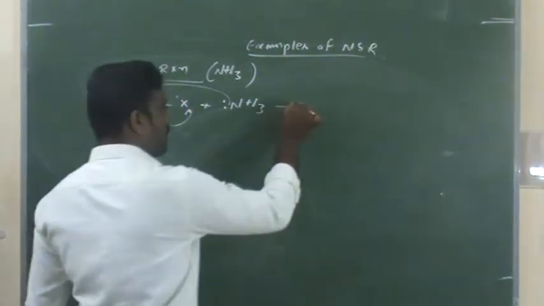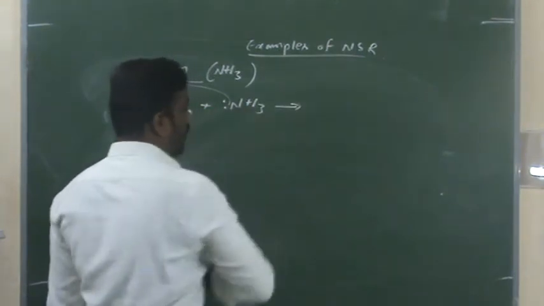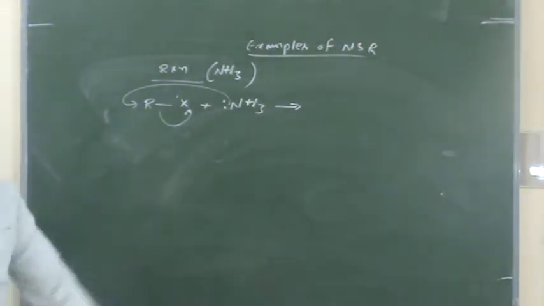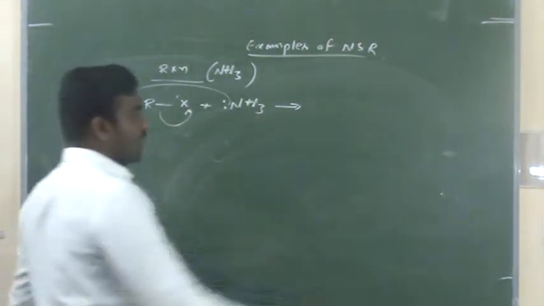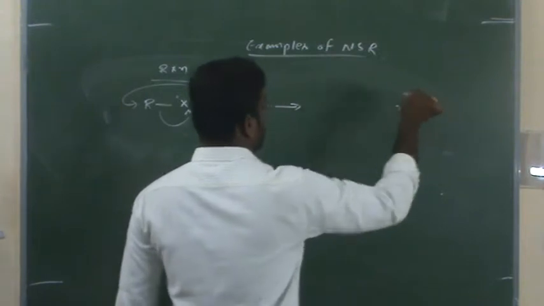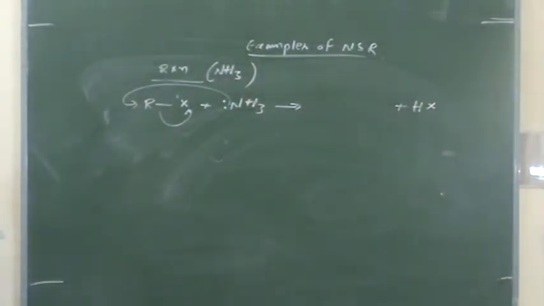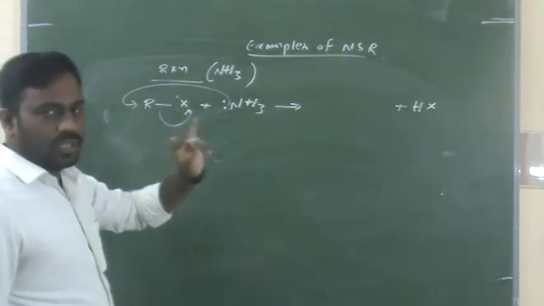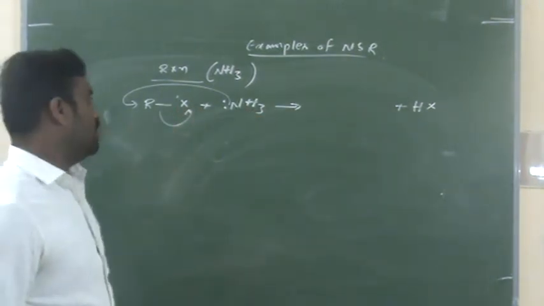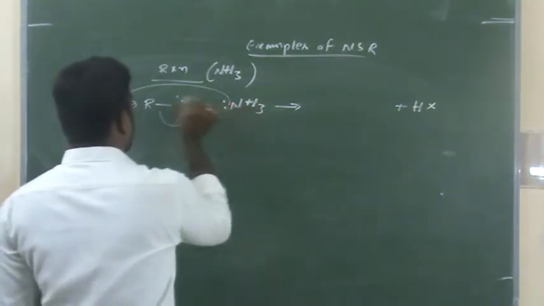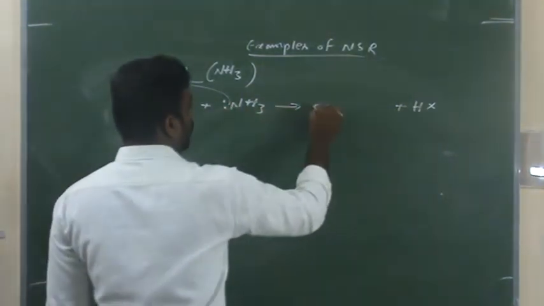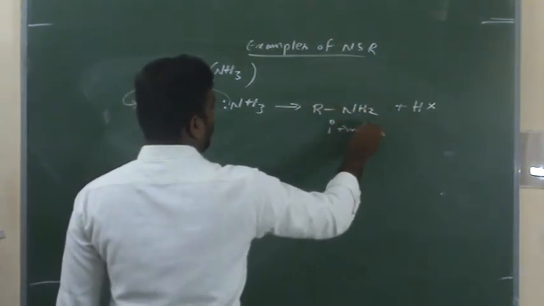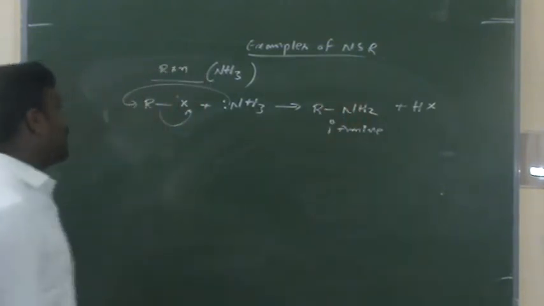Then finally we get X, and in ammonia there are 3 hydrogens present. One hydrogen and this X combine, and we get HX as a product. Now this R is bonded with the nitrogen, and we get RNH2. This is called a primary amine.